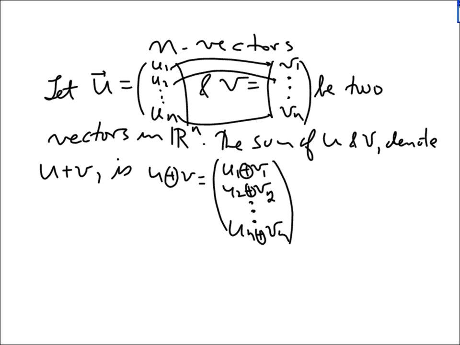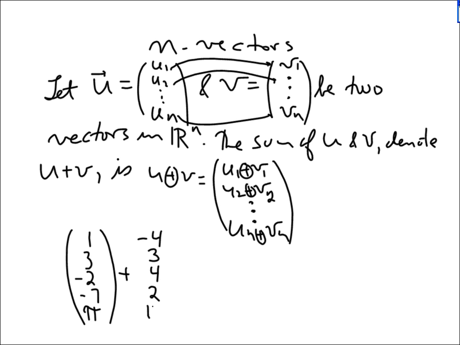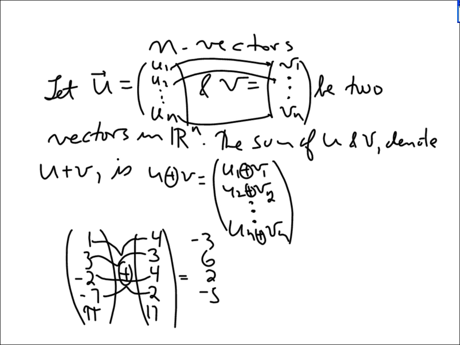If you wanted to add these 2 vectors, 1, 3, negative 2, negative 7, and say pi. You want to add that vector in R5 to another vector in R5. Negative 4, 3, 4, 2, and 17. Well, you add the first values because it says add. 1 plus negative 4, negative 3. 3 plus 3, 6. Negative 2 plus 4, 2. Negative 7 plus 2, negative 5.